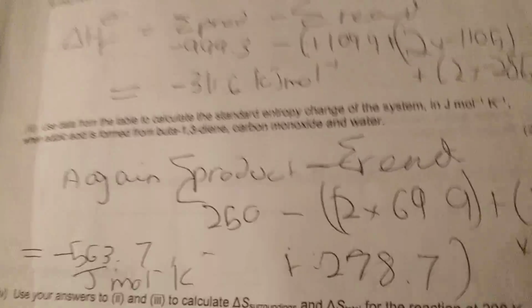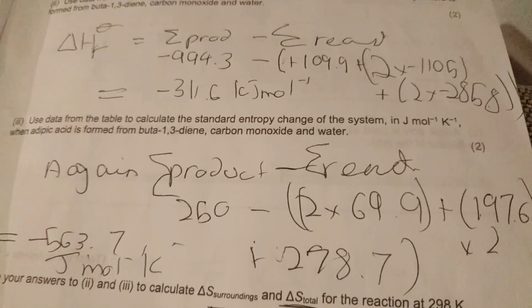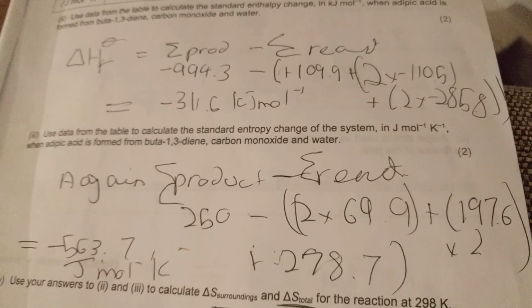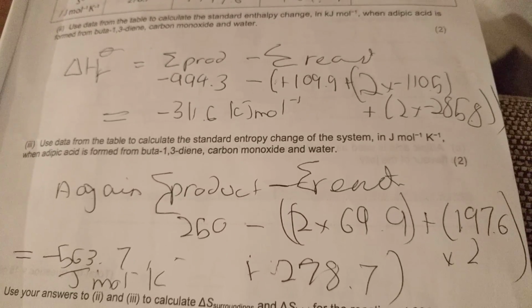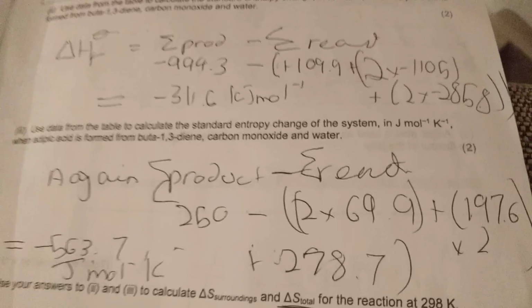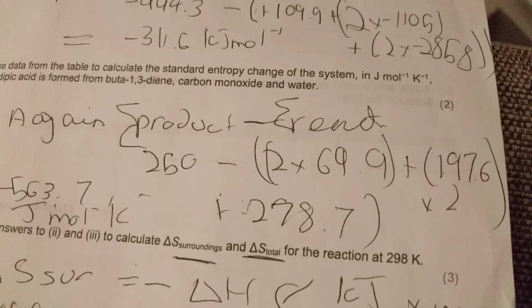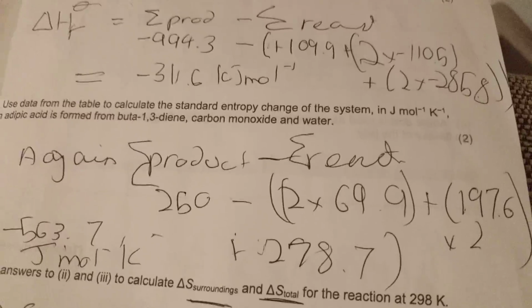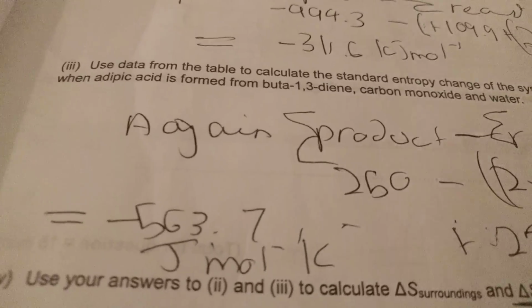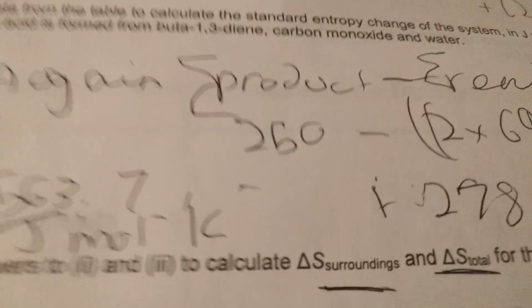Okay. Again, I'm just going to do exactly the same to calculate the entropy of the system. Again, I need to work entropy of formation is per mole. So again, I need to multiply the carbon monoxide value by 2 and the water value by 2. And this gives me an entropy of the system of minus 563.7 joules per mole per Kelvin.